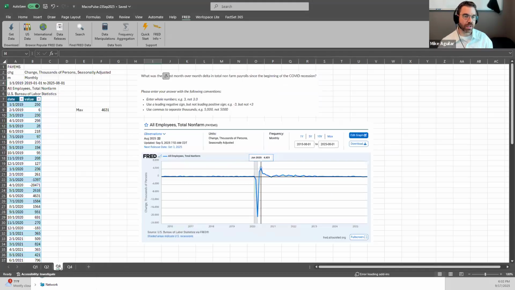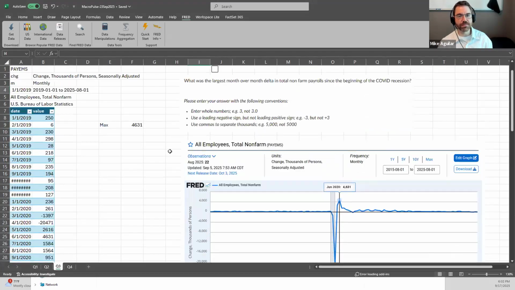All right, question number 3. Let's zoom in. What was the largest month-over-month delta in total non-farm payrolls since the beginning of the COVID recession? Again, it's the same series, saving you time in this quiz. PAYEMS. Again, it's the change. Again, it's monthly. And again, I'm zooming in from 2019 forward. I want that change. I want to see which was the largest month of that delta.